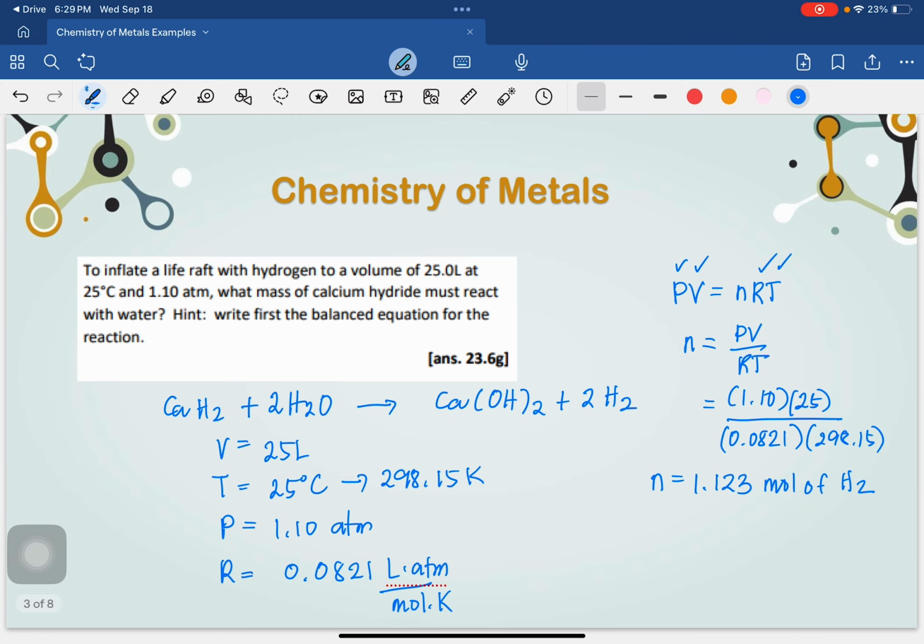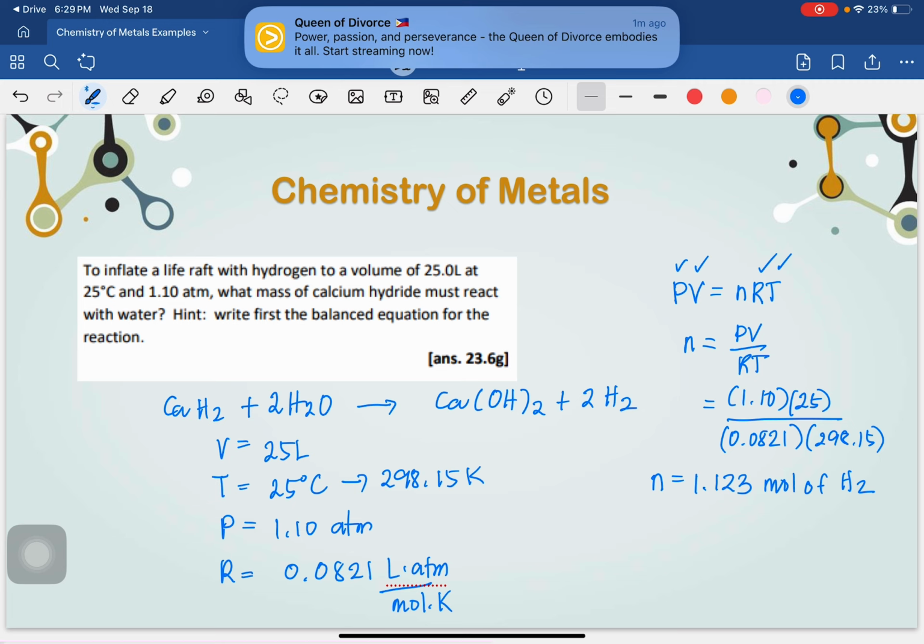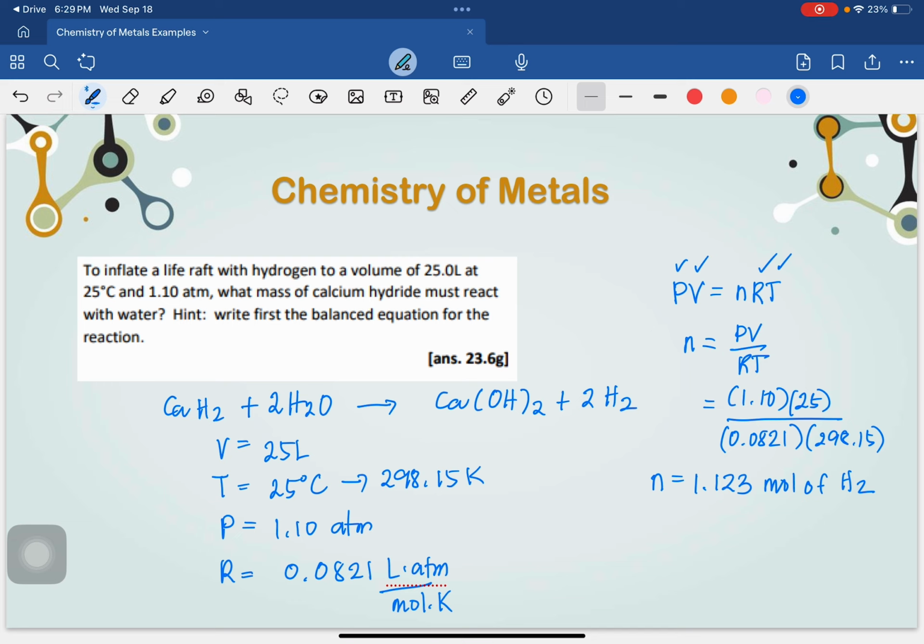So let's recap what we did. We were given a problem: the reaction of calcium hydride with water. We always start with the balanced equation and then we get what is given. Fortunately, in this problem, we were given volume, temperature, and then P and R were also given.